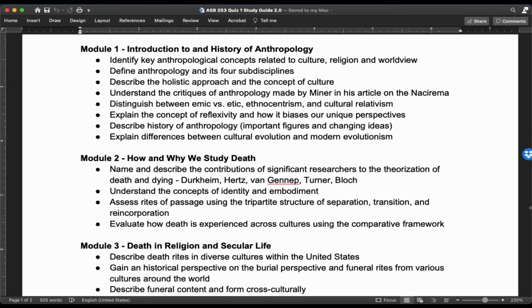A general history of anthropology, the important figures and changing ideas that are involved in that. We talked about Charles Darwin and Lubbock's ideas, social Darwinism as being, not a completely accurate perspective. Transitioning into Franz Boas, who's seen as the father of American anthropology, and went on to educate a lot of the other prominent anthropologists that have defined the field since then.